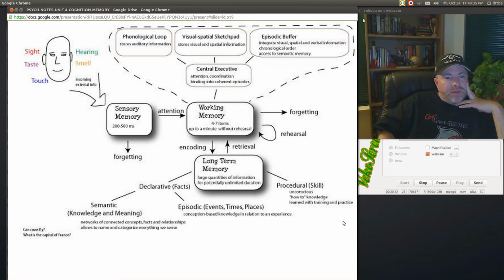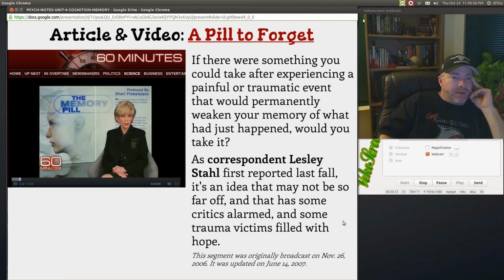It's sort of your working memory that you're working off of there. And this is another model. It's much bigger than the SAM model because it breaks it down into more pieces, but it's essentially the same idea. There's the pill to forget.